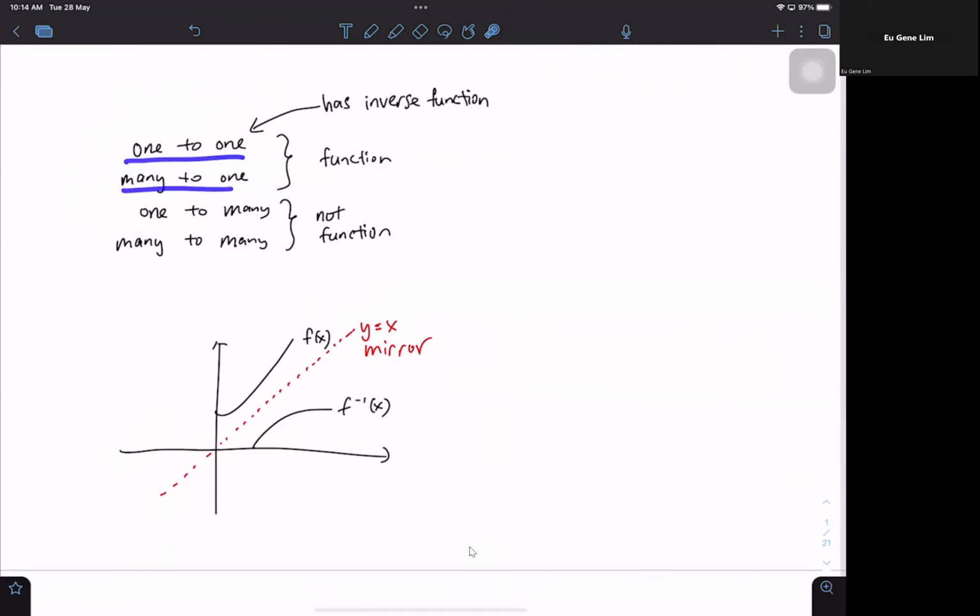1-to-1 and many-to-1 is function. This one also you take a picture or screenshot. 1-to-many and many-to-many is not function. This one you just have to remember. And then only 1-to-1 has inverse function.